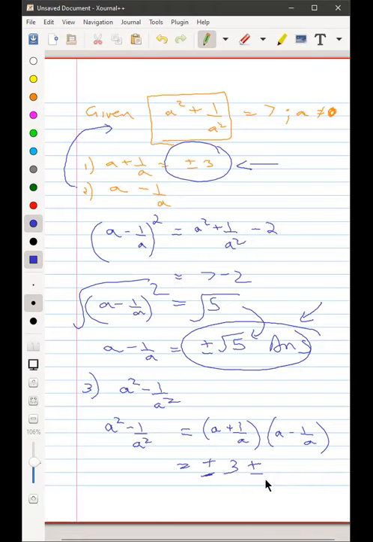Plus minus 5. Where's the root? You didn't like the root. Root 5, yes, right, sir. So what does that equal to? Plus minus 3 root 5.